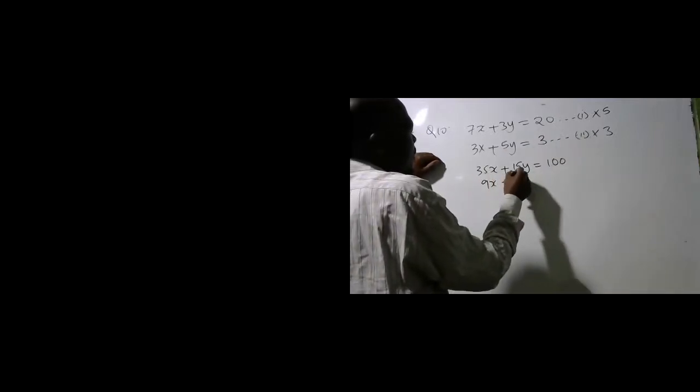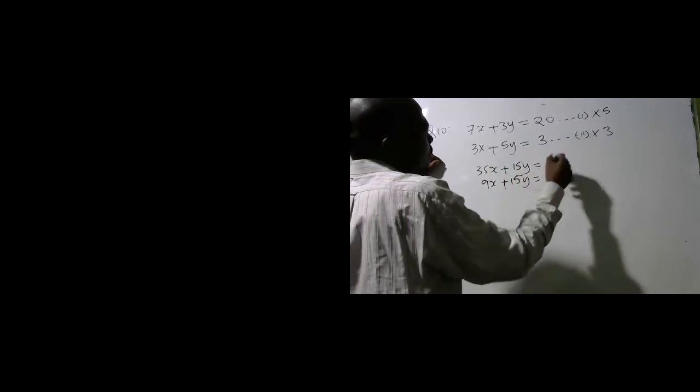Then you have 3 times 3, 9x plus 15y is equal to 9. Then, because we want to eliminate y and they have the same signs, we need to take away. What is that? 5 minus 9 is 26. 26x is equal to 100 minus 9. Divided by 26 here, divided by 26.